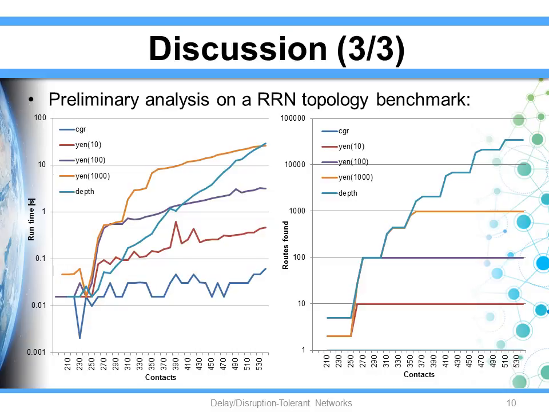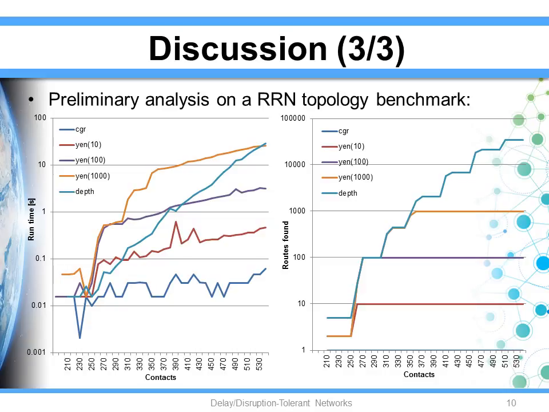And then we are using Yen's formulation to find 10 routes, 100 routes, and 1,000 routes, which are the best 10, 100, and 1,000 routes out of the contact graph. And then in the cyan colored curve, we are testing the depth first approach, which is a greedy algorithm that finds all routes in a contact graph. And these are the results.